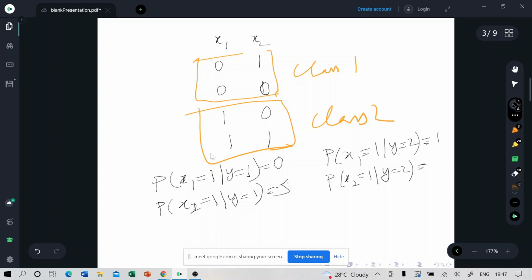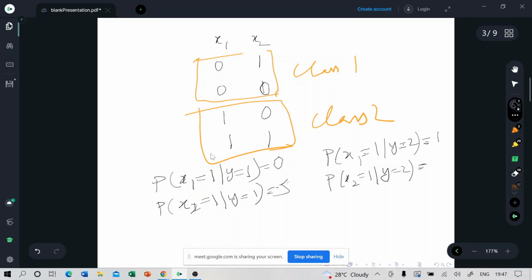This kind of problem appears in case of sparse data, like when the feature matrices are sparse. In those kinds of scenarios, these kinds of problems appear. Okay. Now there is another problem.